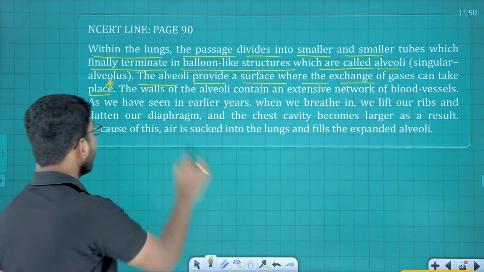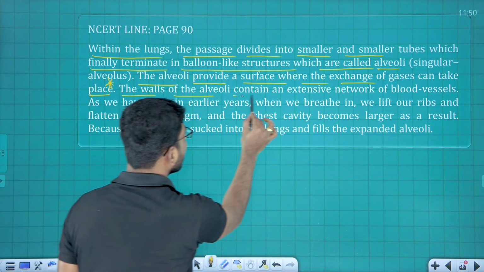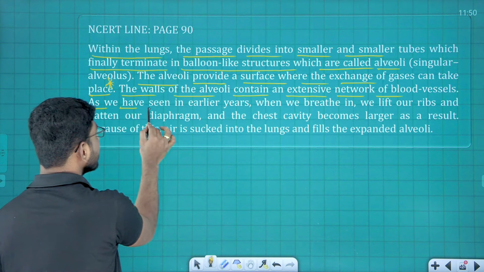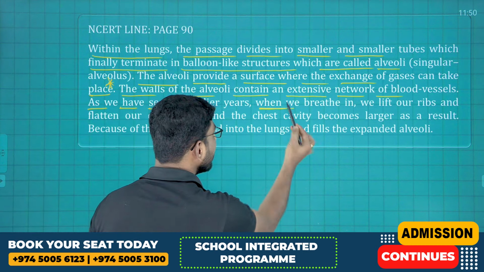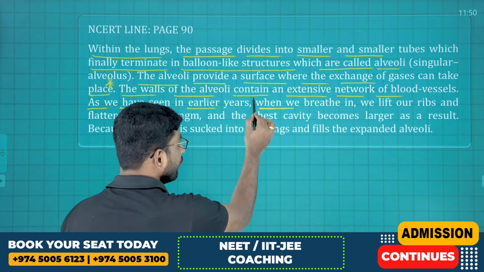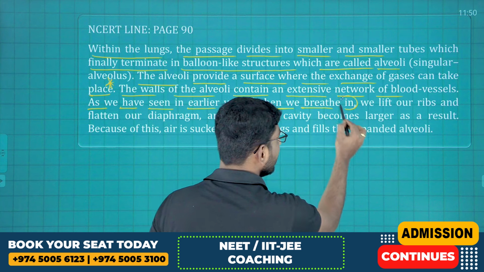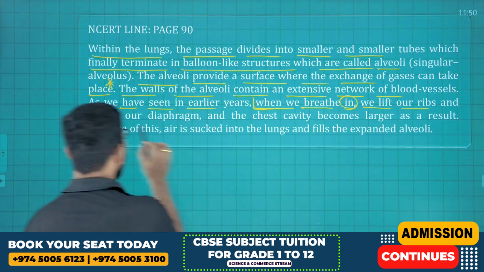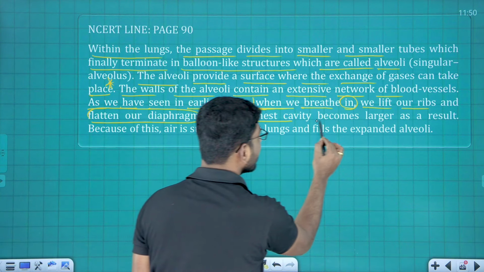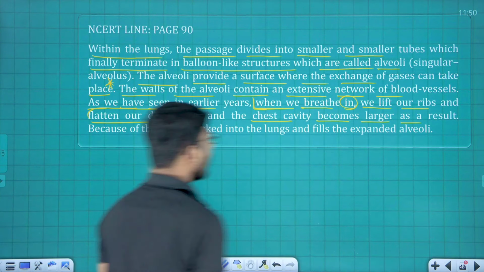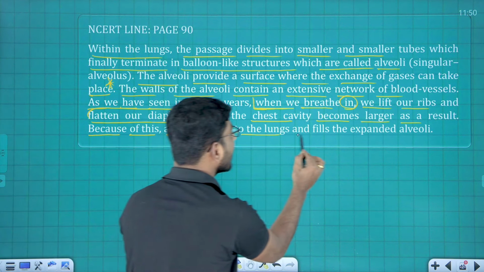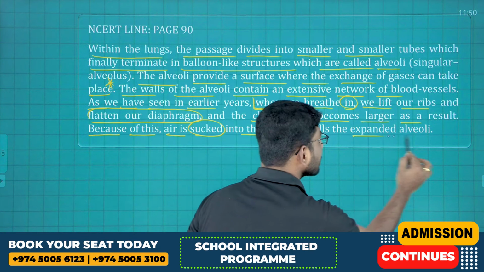Where? Alveoli. The walls of the alveoli contain an extensive network of blood vessels. As we have seen earlier, from here onwards our question-related point is coming. When we breathe in, we lift our ribs and flatten our diaphragm, and the chest cavity becomes larger as a result. Because of this, air is sucked into the lungs and fills the expanded alveoli.